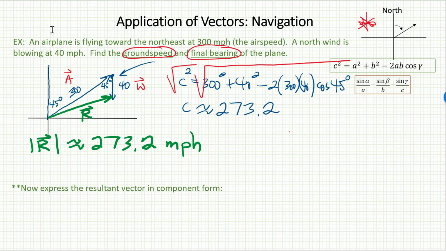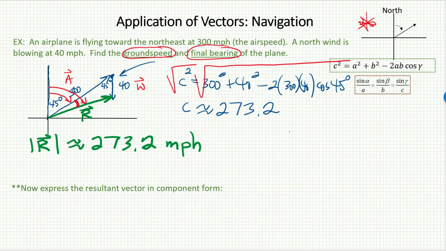Okay, the next question is, what's the final bearing of the plane? The programming in the plane told it to go on a bearing of 45 degrees, right, this angle. But the wind is pushing the plane so that the final bearing is a little bit bigger than that. It would be this angle right here. How am I going to find that? Well, I think what I can do is find this tiny angle of the triangle and then add that on to the 45 degrees.